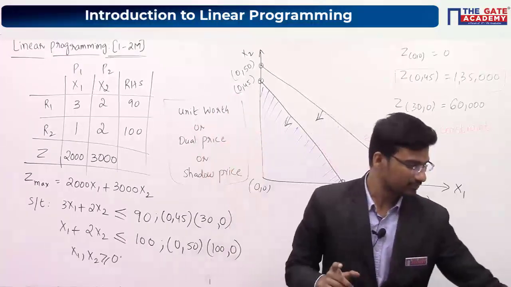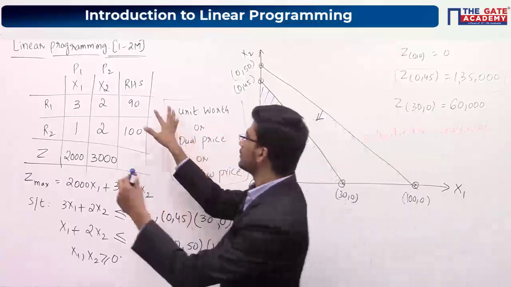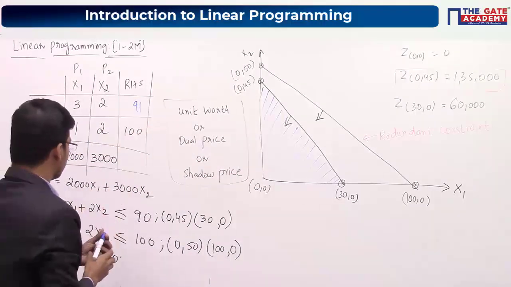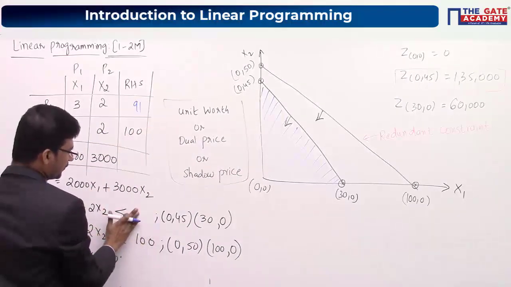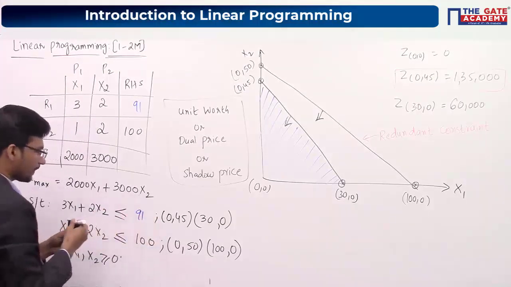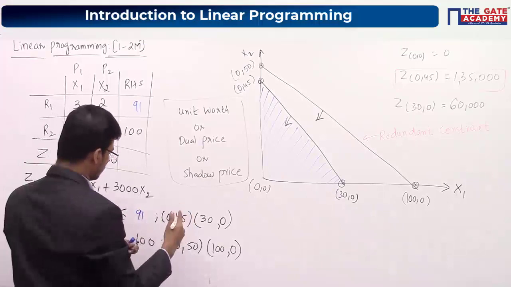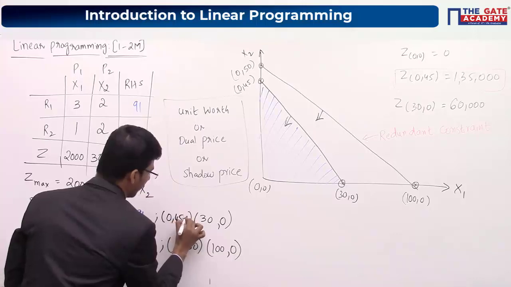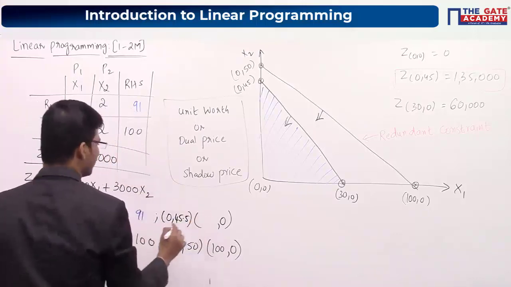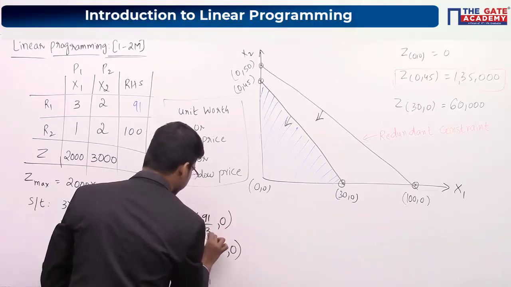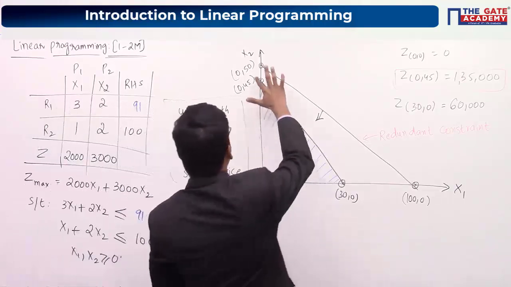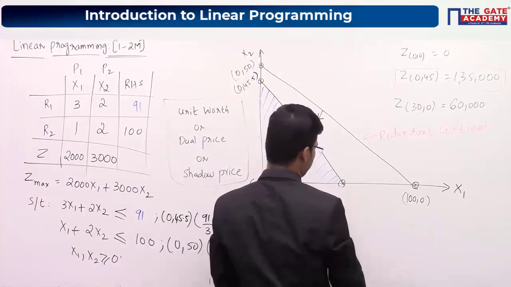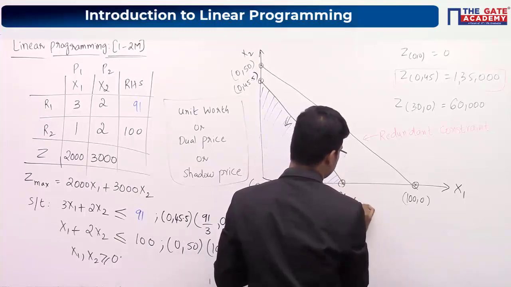Now what I am doing, you can change this one. From 90, I am changing this to 91, so as to calculate the unit worth. Now this will also change to 91. And what about the points? This will be 45.5, and this will be 91 divided by 3. Now what will be the change in the graph? It will be 45.5, and this will be 91 by 3 comma 0.